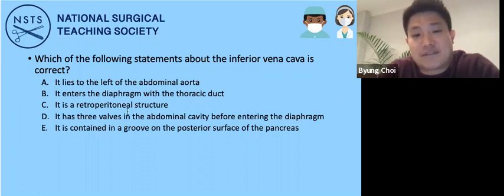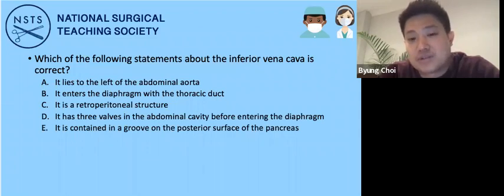Obviously, within the diaphragm itself, the inferior vena cava doesn't pass through with the thoracic duct. The IVC passes through at the level of T8 in the diaphragm and goes through with the phrenic nerve rather than the thoracic duct. The IVC doesn't contain any valves within the abdomen, so we know that that can't be true. And then again on E, it's too posterior to be running through a groove on the pancreas.